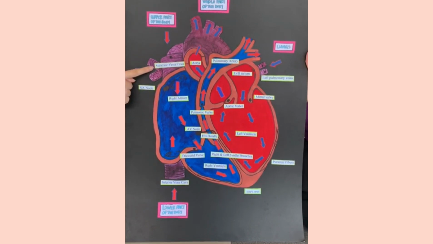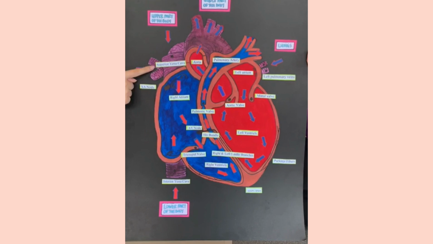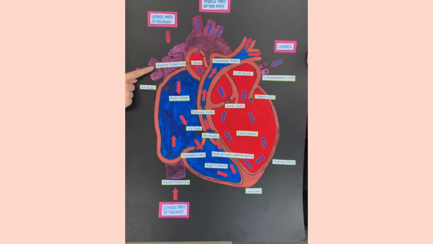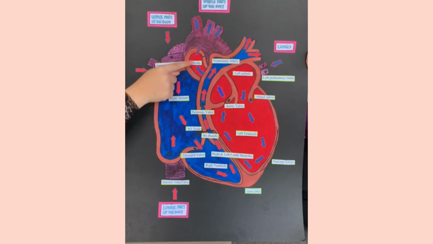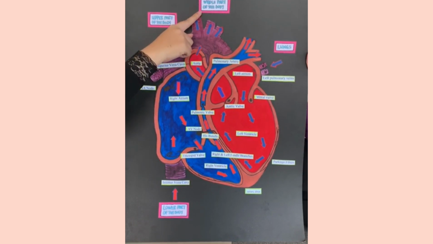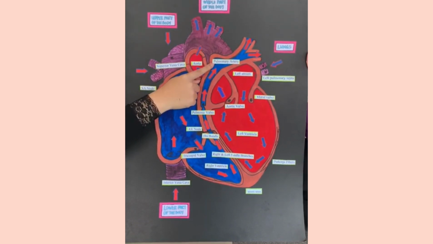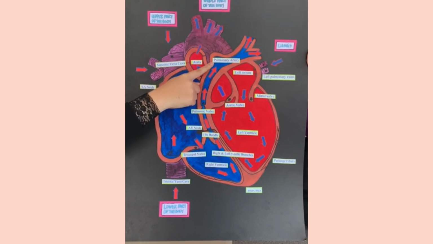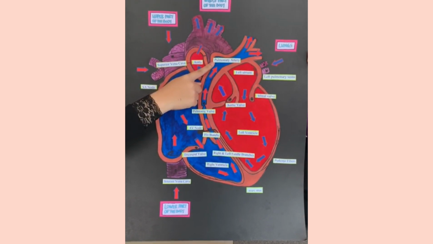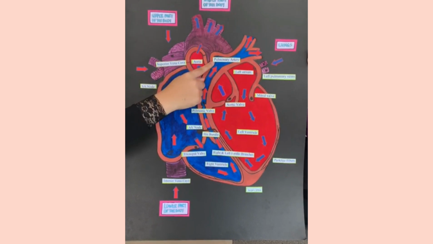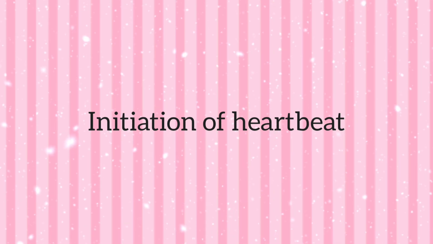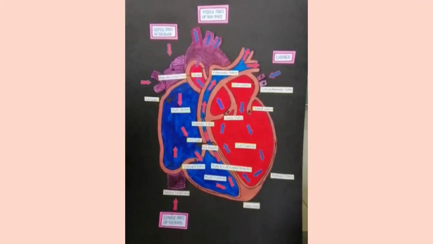Superior vena cava. It is important in returning deoxygenated blood from the upper body back to the right atrium. Aorta. It carries oxygenated blood from the left ventricle throughout the body. And lastly, pulmonary artery. It carries deoxygenated blood from the right ventricle to both lungs in the thorax where gas exchange occurs. Now, we will discuss the initiation of heartbeat.